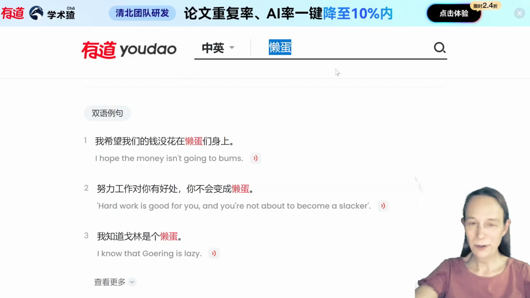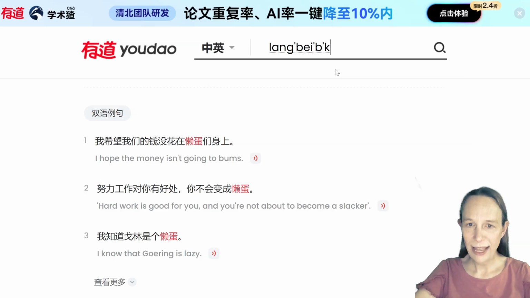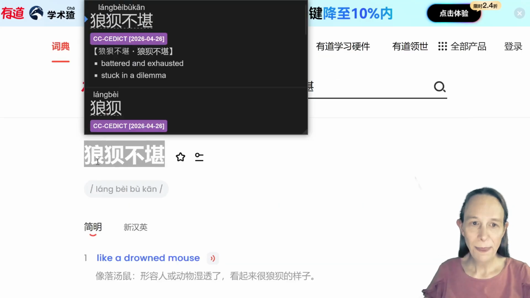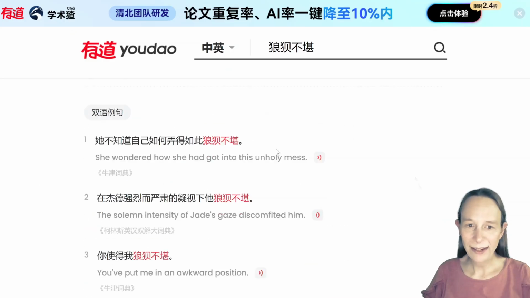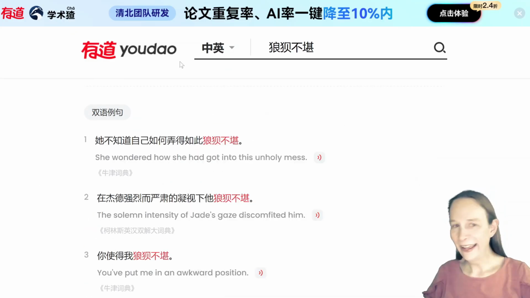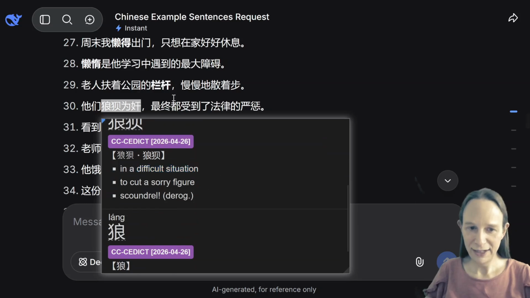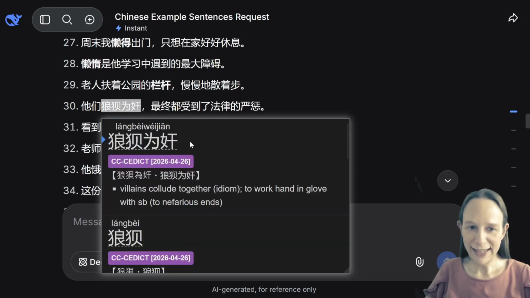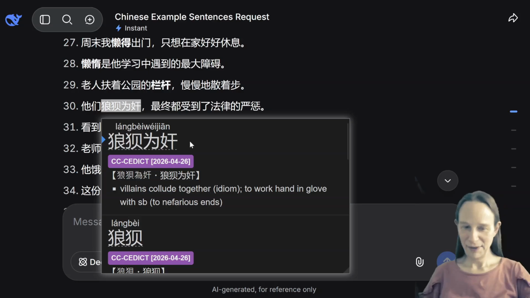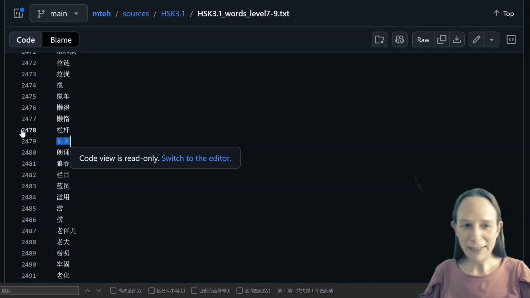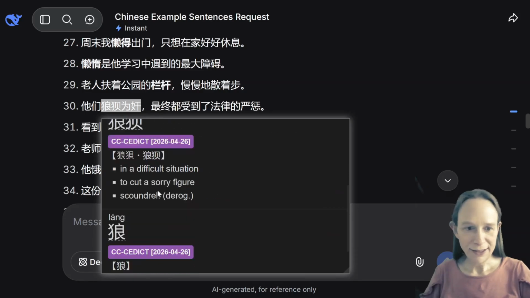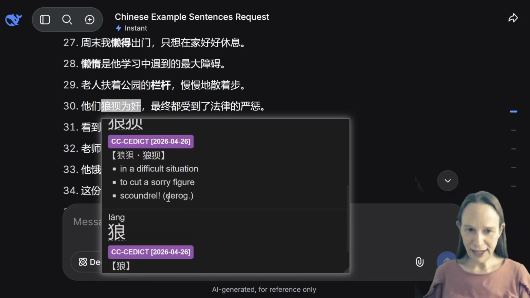This one is the usual one. 狼狈不堪. Stuck in a dilemma. 狼狈不堪. That's the usual one I usually encounter. Okay, 狼狈. Difficult situation. 狼狈为奸. All right. Apparently there's this meaning as well. But we're only meant to be learning 狼狈. So 狼狈. Difficult situation, cut a sorry figure, scoundrel.